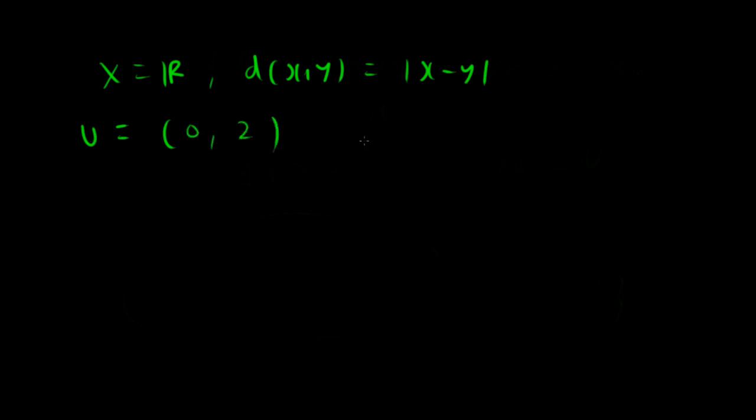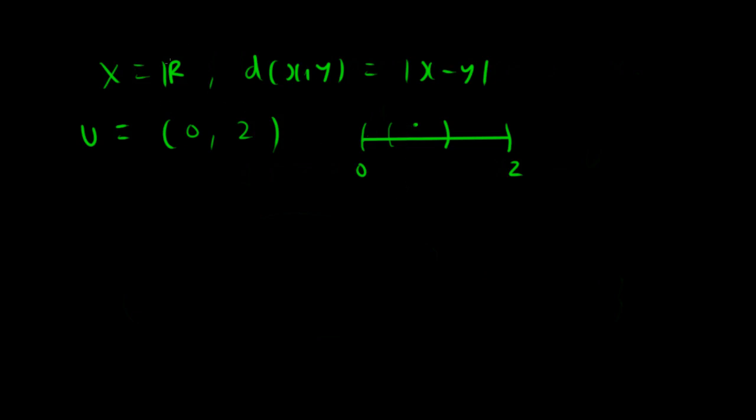Okay, so let's have a look at our number line. Here is 0, here is 2, and U is everything in between, but excluding the endpoints. And you can see that U is open, because if you pick something in U, so something in here, then you'll be able to fit some ball around it, as long as you stay away from these edges, so you can fit some small ball around it here.